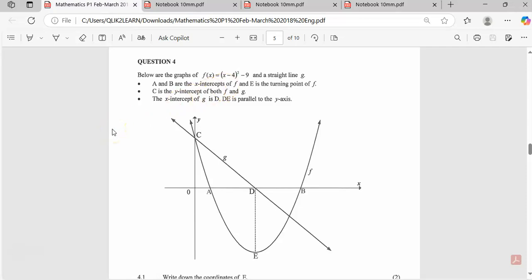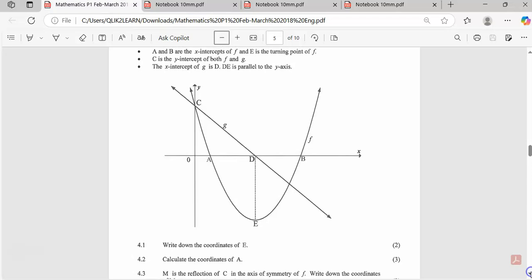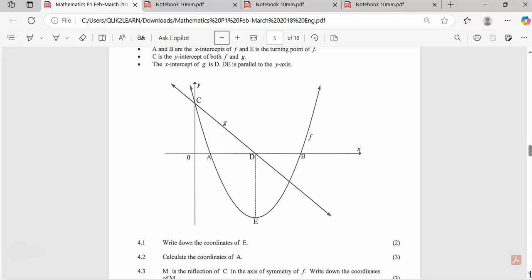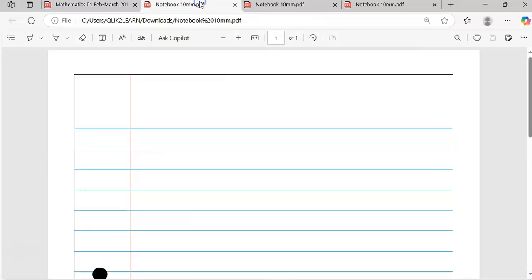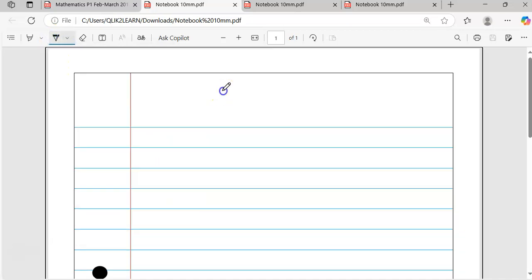So the first question, what do they want us to do? How many marks? 2 marks. Write down the coordinates of E. So this is question 4. Let's start. Question 4.1: they want us to write the coordinates of E.